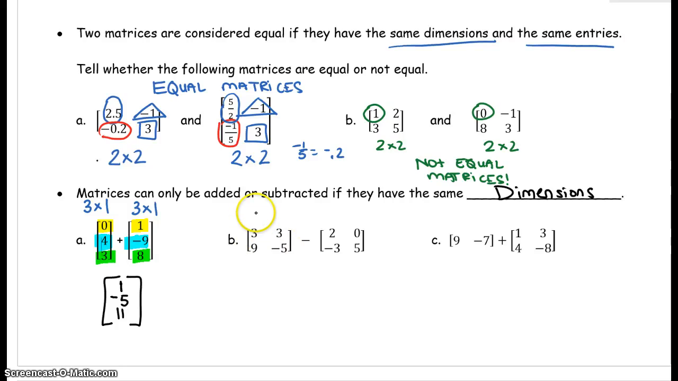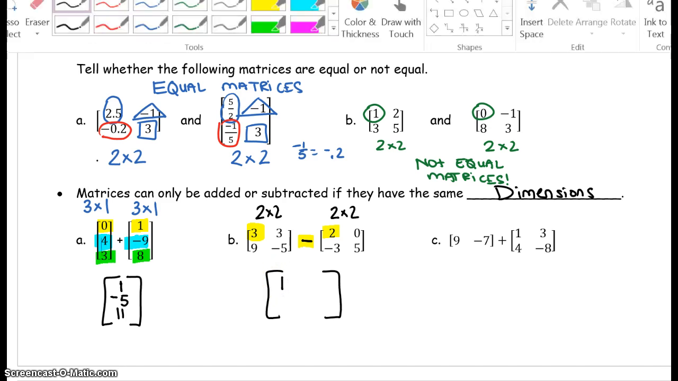So for example, we can see this matrix is a 2 by 2, and so is the second one. So now we know we can subtract them, and we're going to do the same thing. We know that 3 minus 2 is going to give us the answer in that space. So we are going to have a 2 by 2 matrix as well. 3 minus 2 is 1. We're going to put it exactly where 3 and 2 are in both matrices.